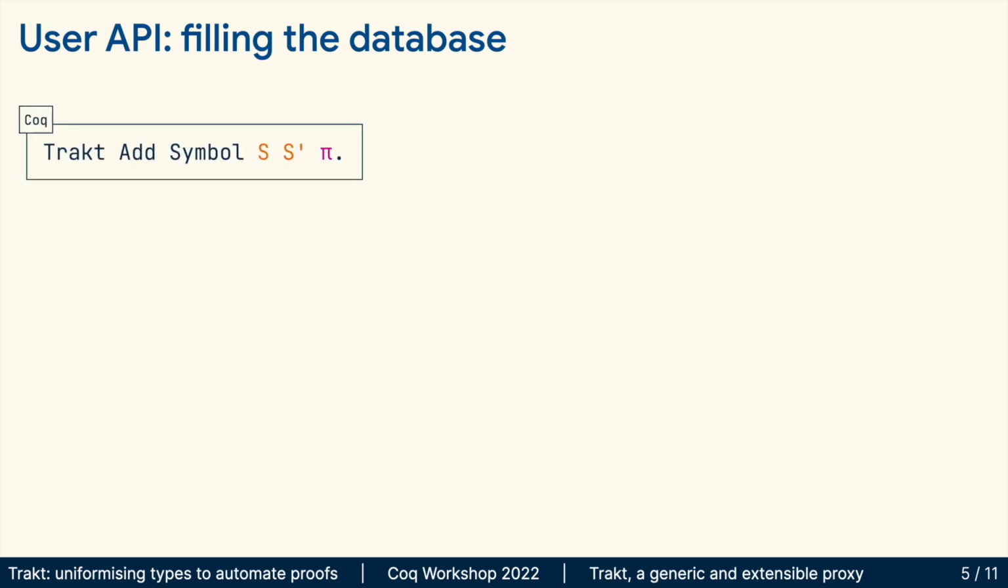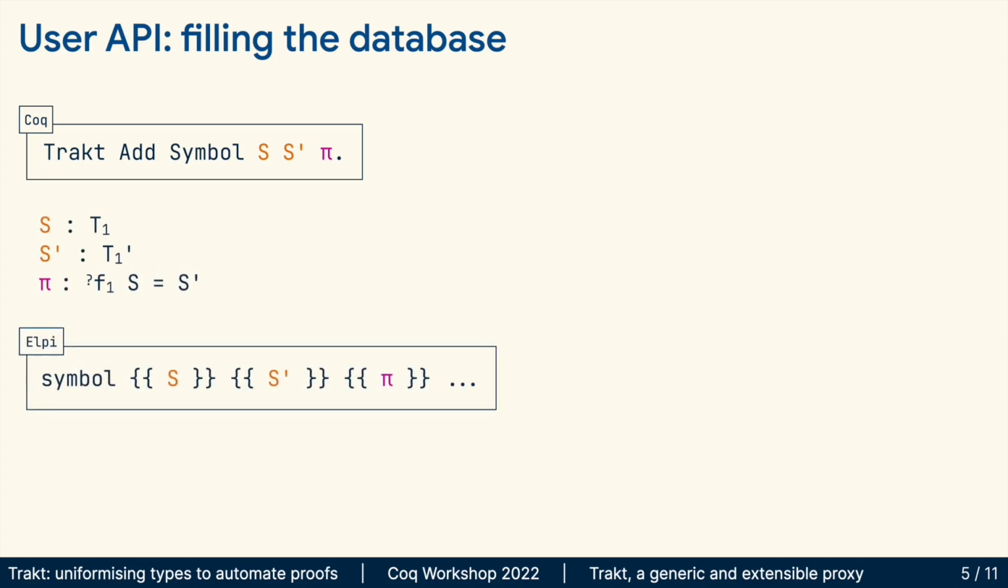For symbols, the command is easier. It's just the source symbol S and target symbol S prime, along with a proof that embedding S gives S prime. Internally, it's stored as another predicate called symbol. And here's an example of declaration.